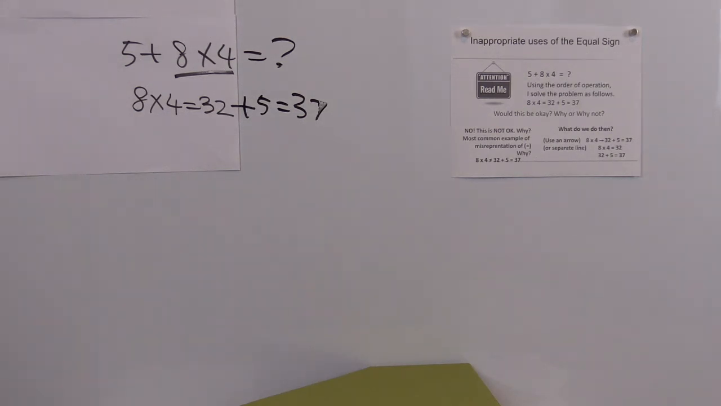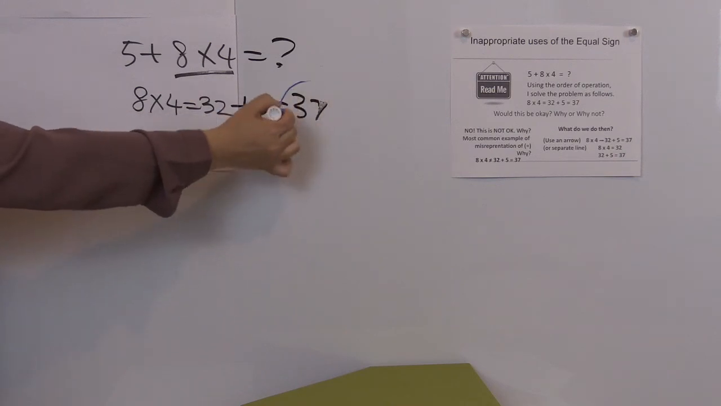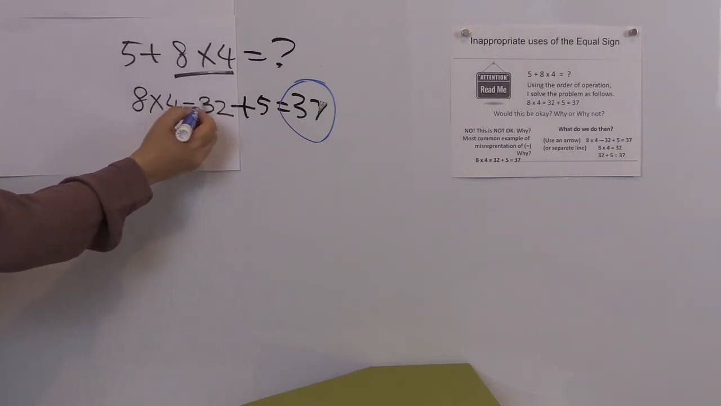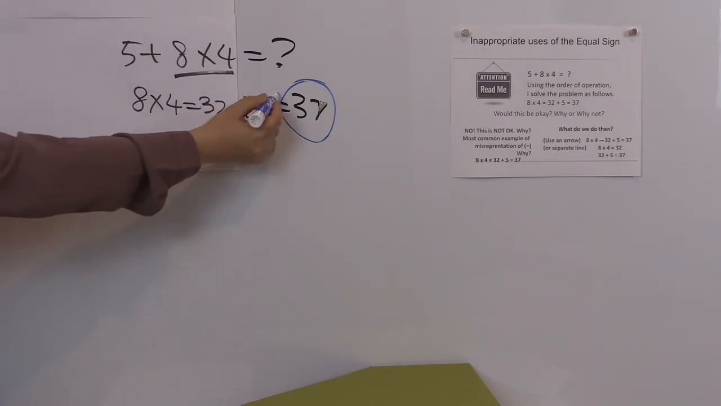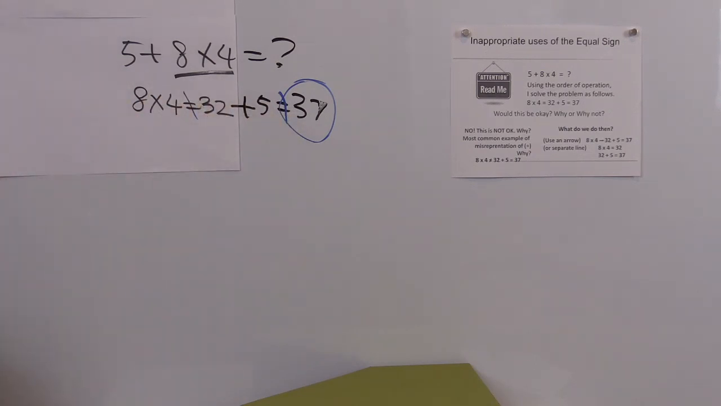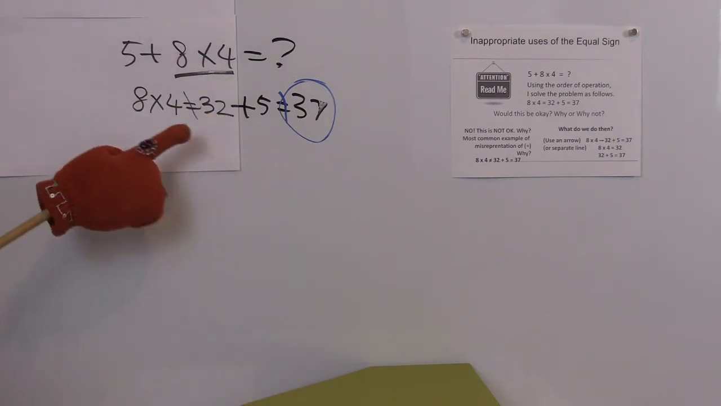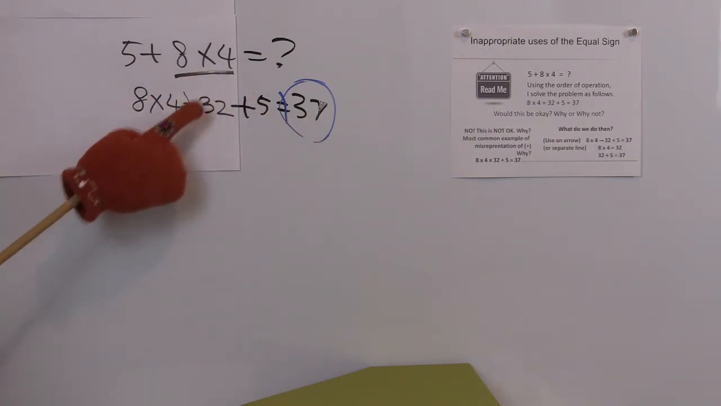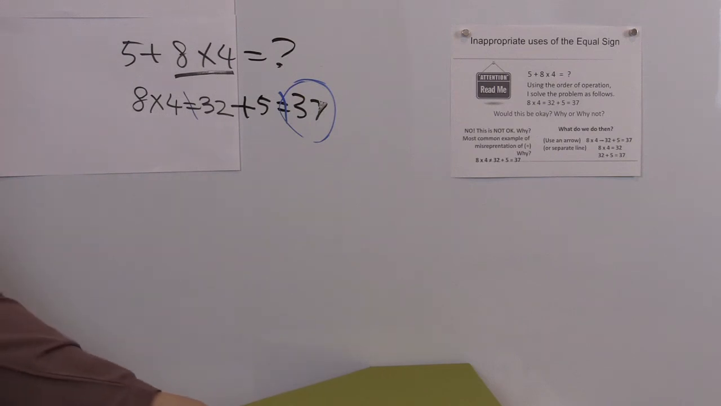Will this be okay? Why or why not? Answer-wise, this is true. But what's wrong with this equation? Yes, this is 32 and this is 37. They're not the same. So we don't use the equal sign properly. We are not supposed to do that, because this is not equal. This is 32. This is 37. They are not equal. So we cannot use it this way because they are not equal.